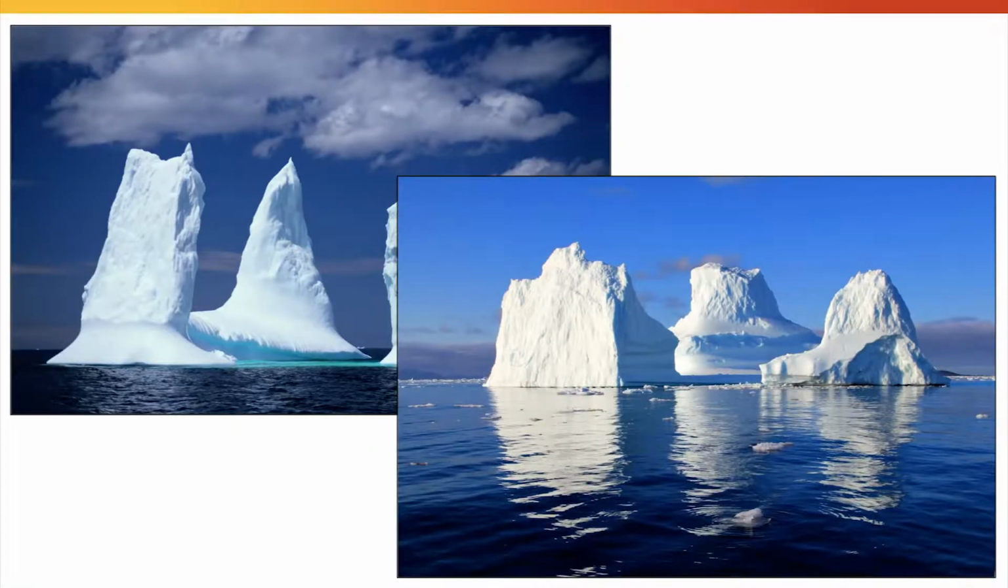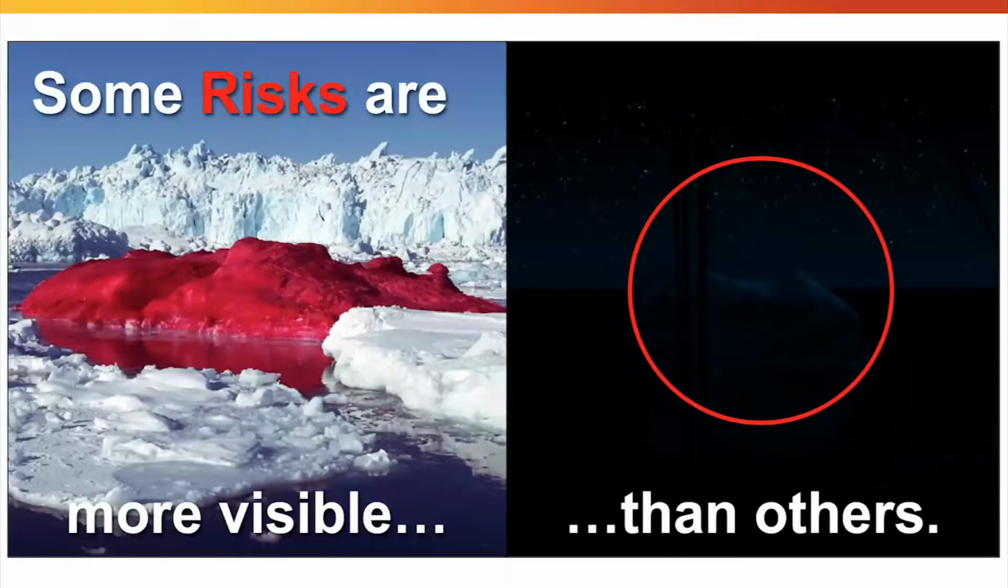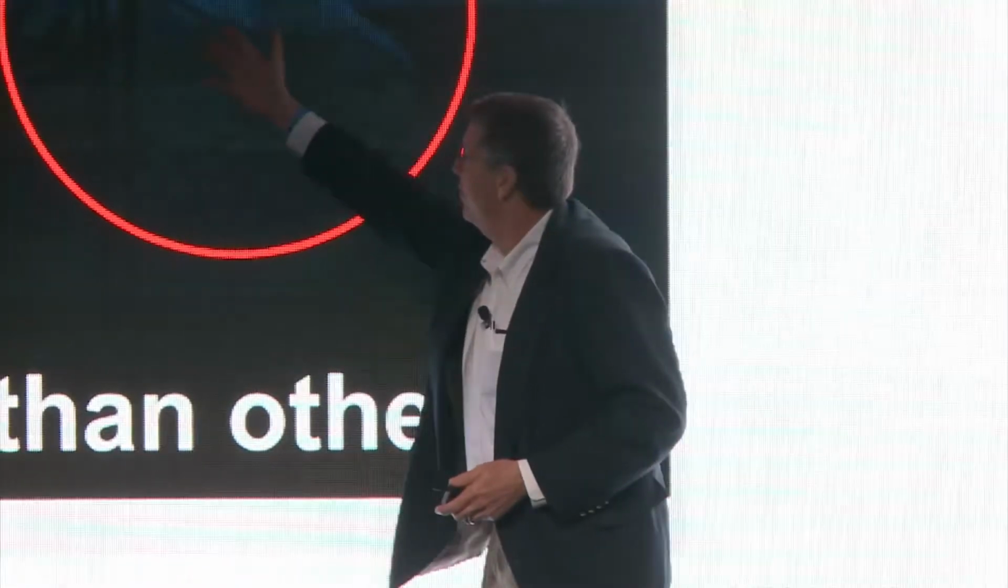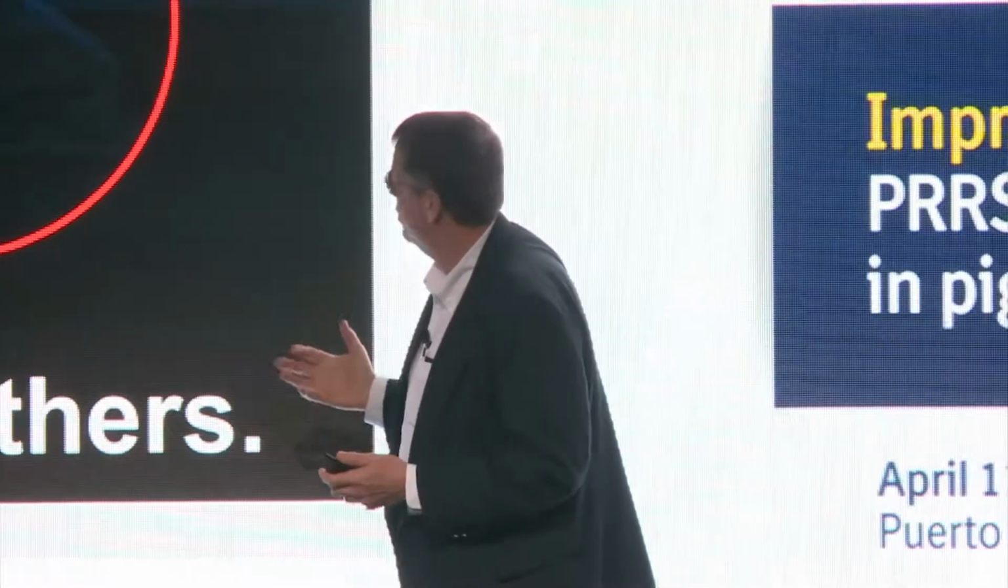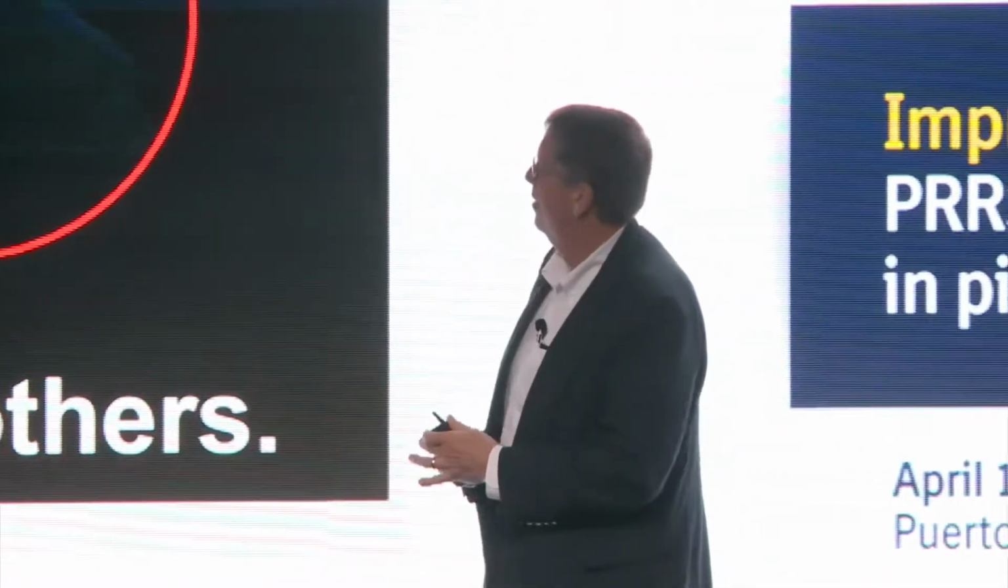Sometimes the risks are quite large. Sometimes the risks are small or a combination of large and small risks. Sometimes the risks are more visible than others. I don't know how well you can see on the right side of the slide, but inside the circle here is an iceberg. It's just hard to visualize, and there's a ship actually here as well that is approaching this iceberg. Sometimes the risks are hard to recognize until it's too late.